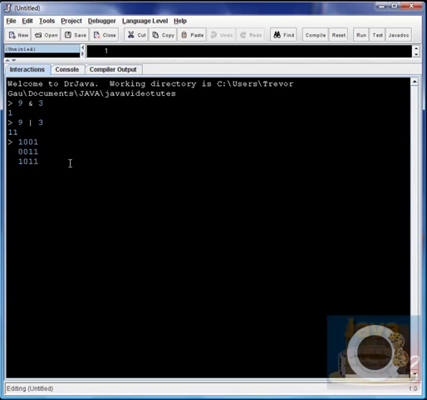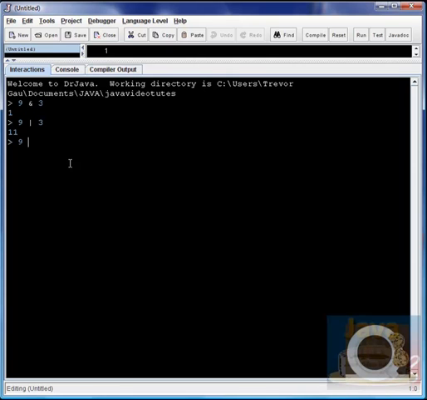So 1, 0, 1, 1. In binary, we have 1 plus 2, which is 3, and then plus 8, and that gives us 11. So there you have it. 9 OR 3 equals 11. So let's keep moving on.